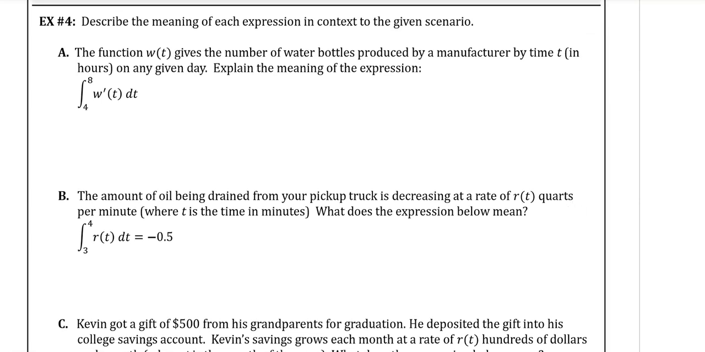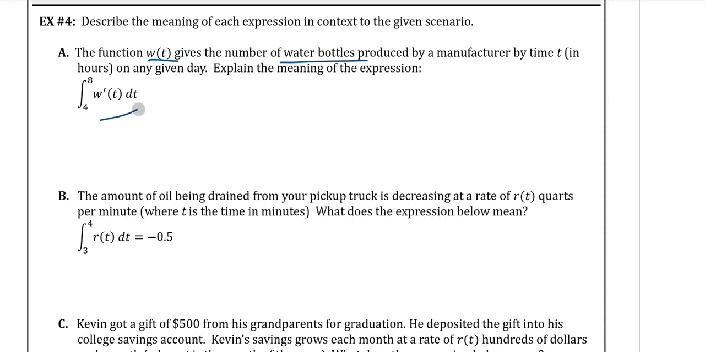In number 4, we're to describe the meaning of each expression in context to the given scenario. So the first one says, a function w of t gives the number of water bottles produced by a manufacturer by time t in hours on any given day. Explain the meaning of the expression. So we have an integral going from 4 to 8 of w prime of t dt. So this is going to be the number of water bottles, because when we integrate that, we will get w of t back, which is the number of water bottles.